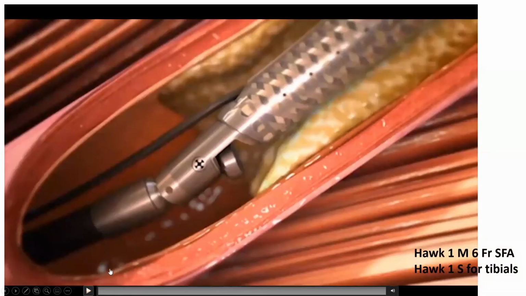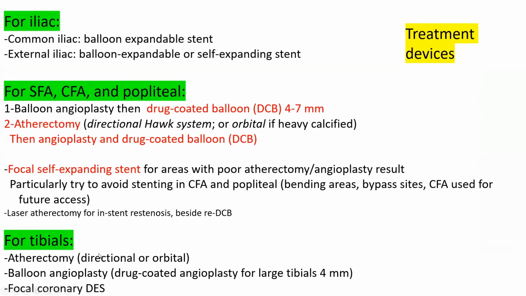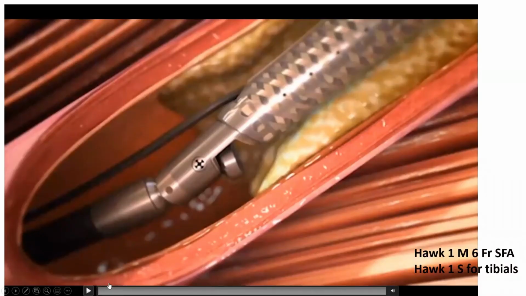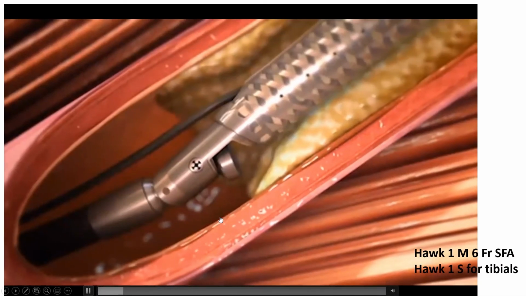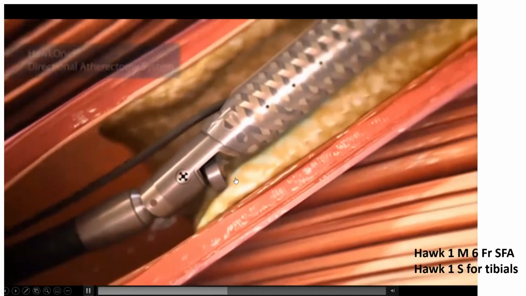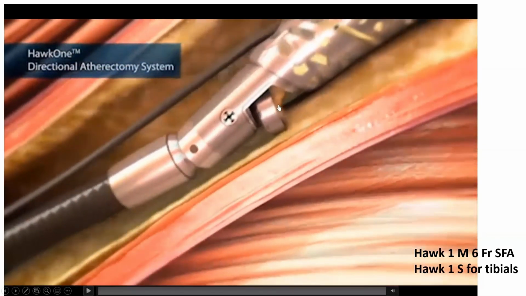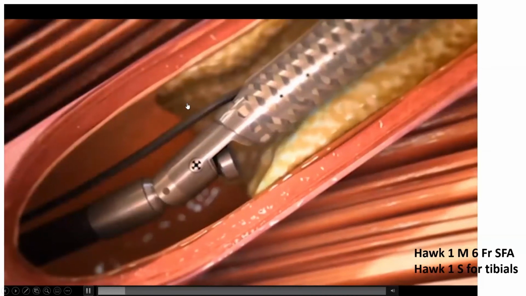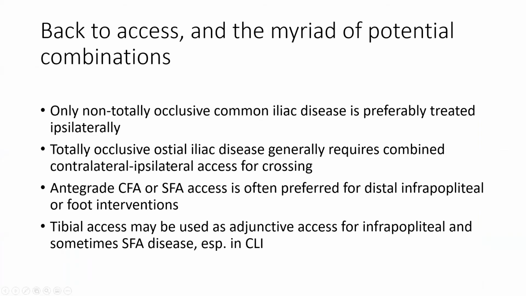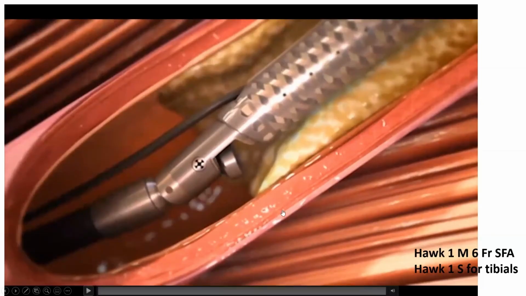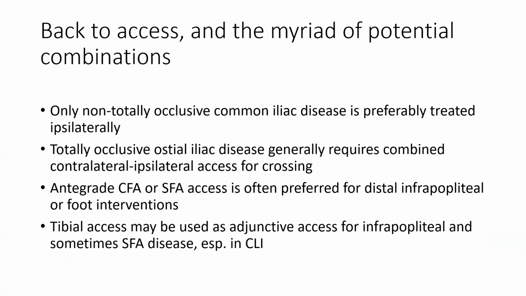This is an illustration of the Hawk directional atherectomy. It's like a blade, like a shaving blade. You shave in one direction and you eventually shave in all directions, in 4 quadrants. You shave the plaque in 4 quadrants. And the way it works, it shaves and it packs into the distal cone. It shaves and it packs. It's again like a shaving blade, shaves and packs into the distal cone. Hawk 1M goes through a 6 French sheath, and is the one I use for SFA.